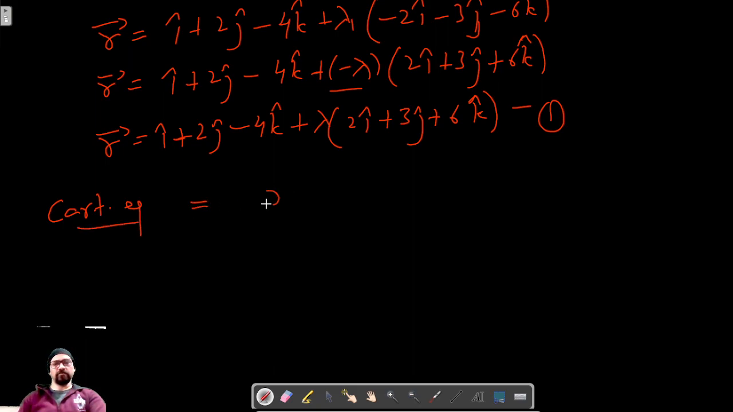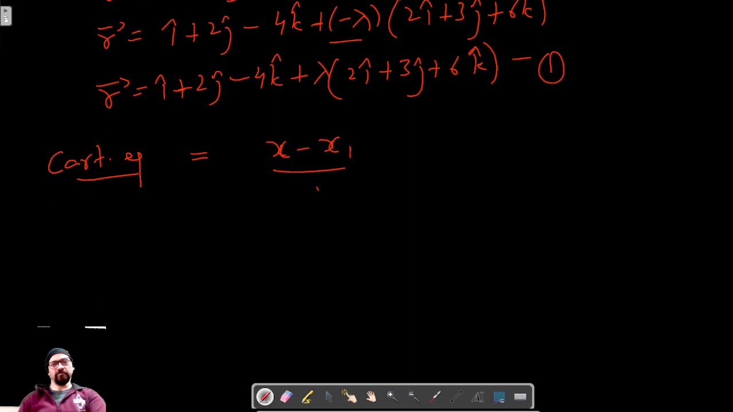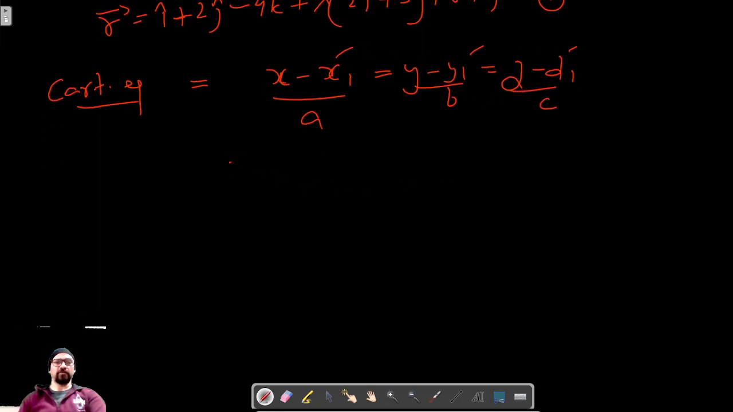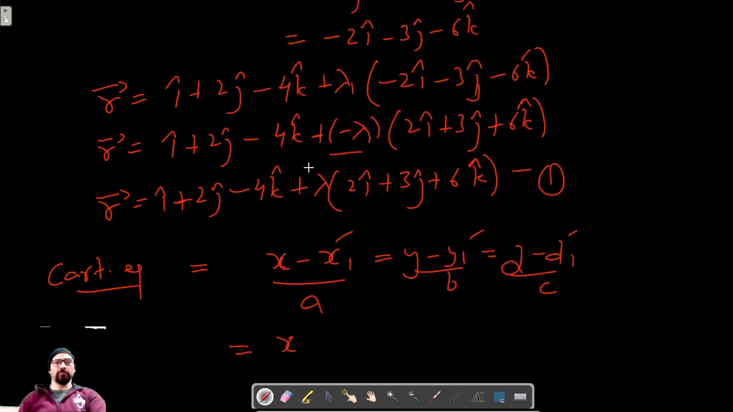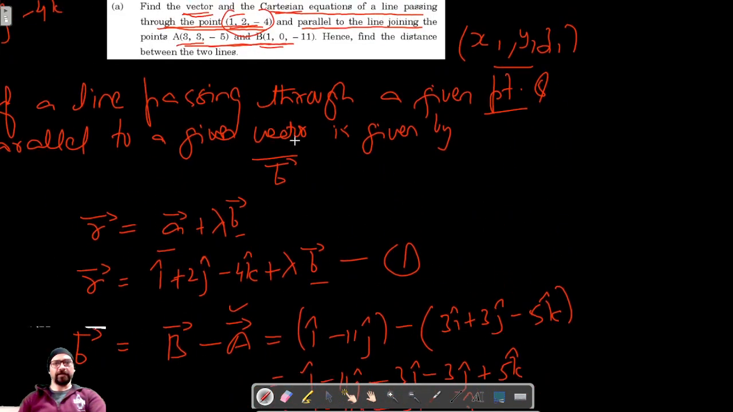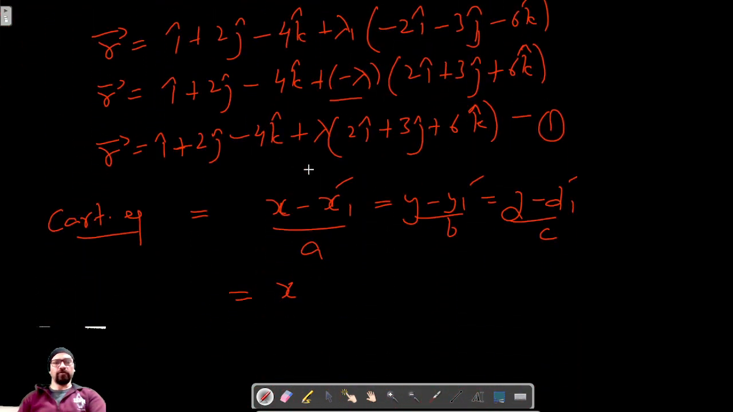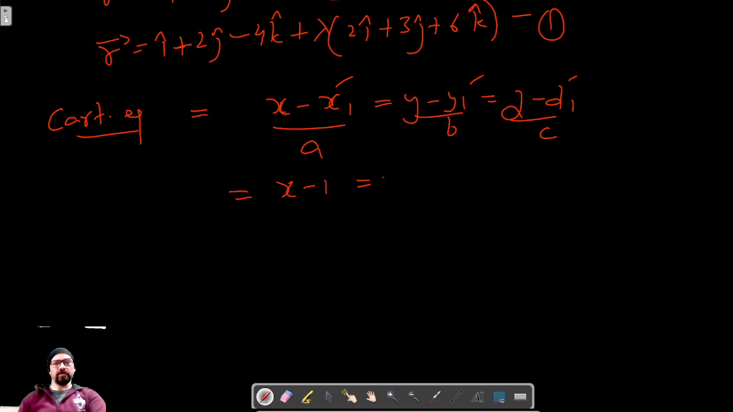Now let's also write down the Cartesian equation of this line. The Cartesian equation of a line passing through a point (x1, y1, z1) is given by (x minus x1) upon a is equal to (y minus y1) upon b is equal to (z minus z1) upon c, where x1, y1, and z1 are the coordinates of the point. So the coordinates of the point are (1, 2, -4).